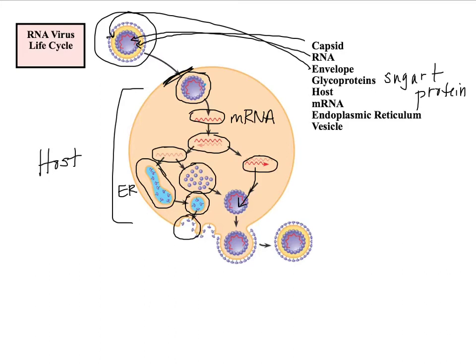So when the capsid leaves the cell, it actually takes with it a part of the cell membrane, that's the envelope, and then all those glycoproteins that were made in the endoplasmic reticulum. So now our final virus has its RNA, it has its capsid, has the envelope, and has the glycoproteins.